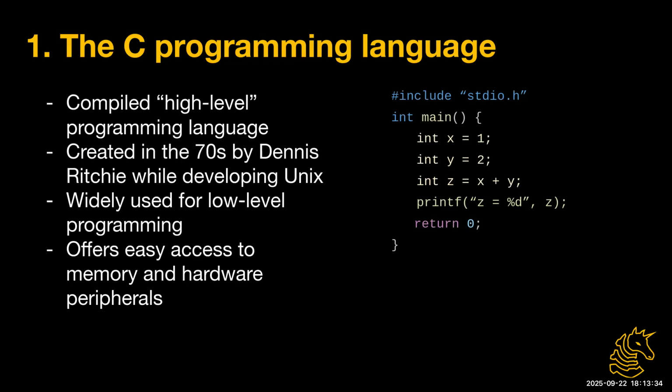C is ideal for low-level programming because it was essentially created for doing this kind of thing. You can get direct access to memory, direct access to hardware, peripherals, and things of that sort. And that makes it very useful for programming microcontrollers. And even later on, maybe we will look at some Rust programming. Rust also has many of these same features, which is why you do that.